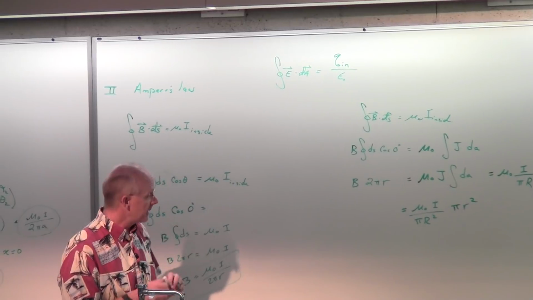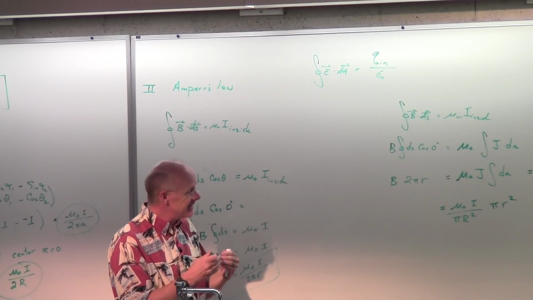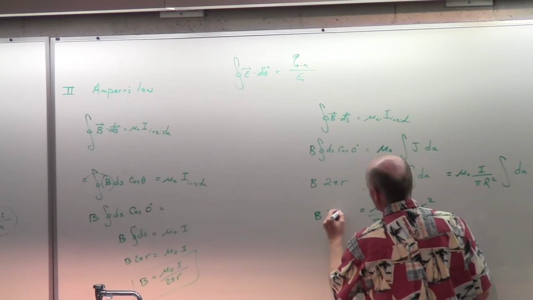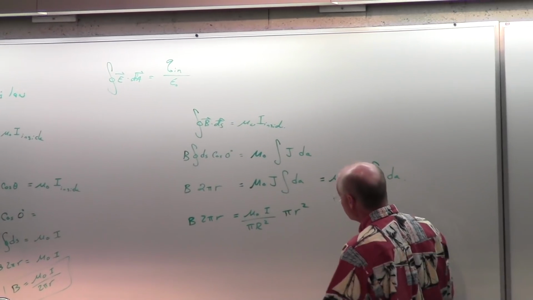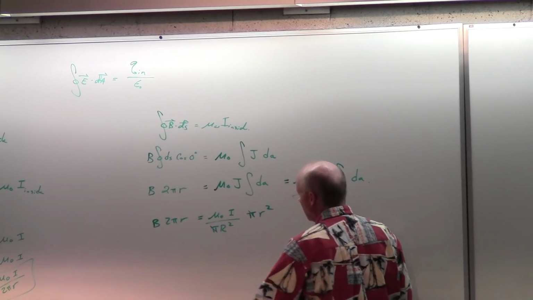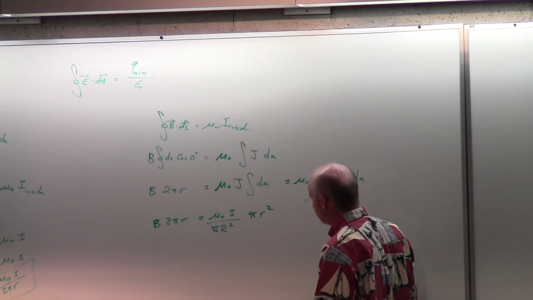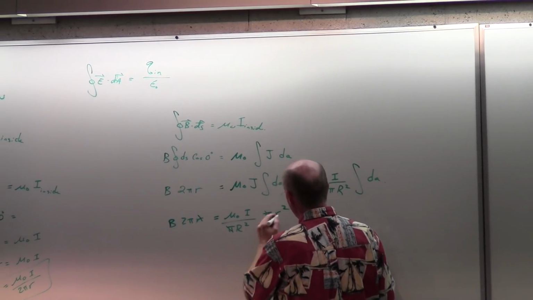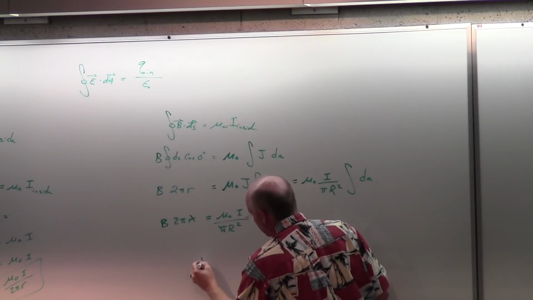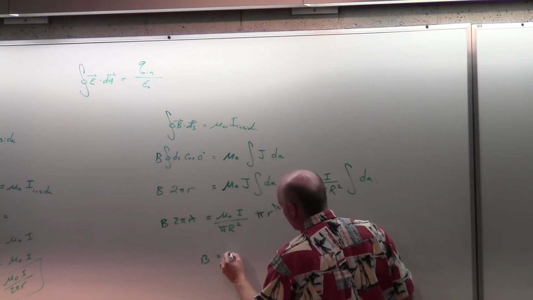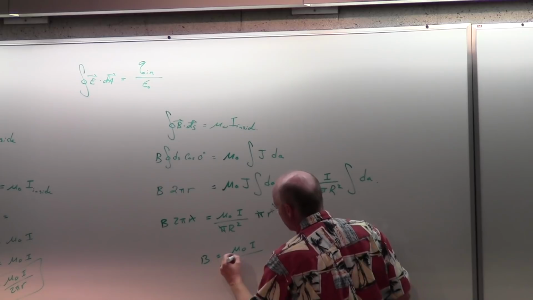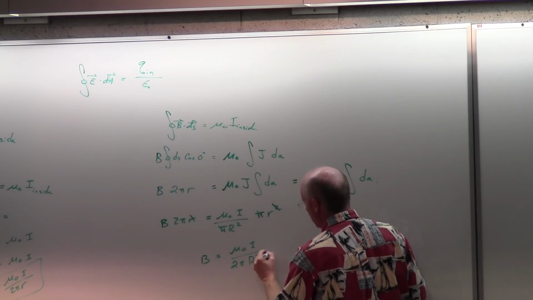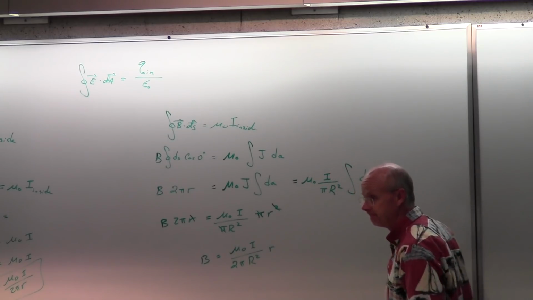Okay? Because again, it's how much current is inside. Which now means I can do some reducing here, starting with the pi's. Anything else? I guess there's an R over there and an R over here. And so I end up with mu naught times I over 2 pi R squared times little r.